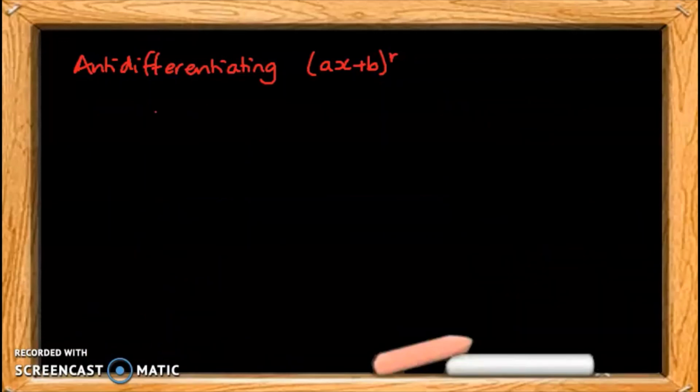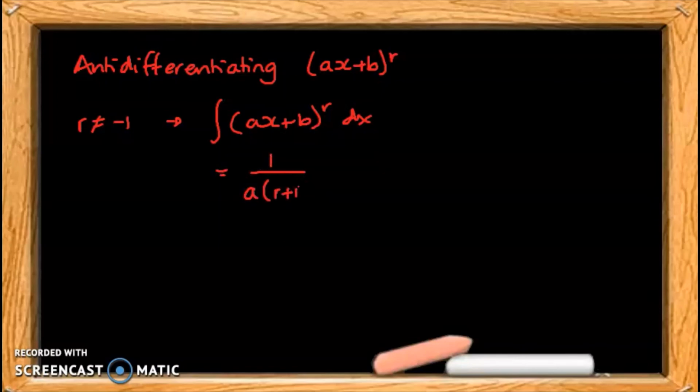So in summary, when we're anti-differentiating an expression like this, the value of r counts. When r doesn't equal -1, then the antiderivative of ax plus b to the power of r with respect to x will equal 1 over a times r plus 1, times the original expression in brackets, all raised to an increased power, plus our constant.